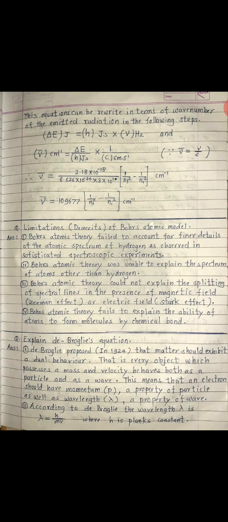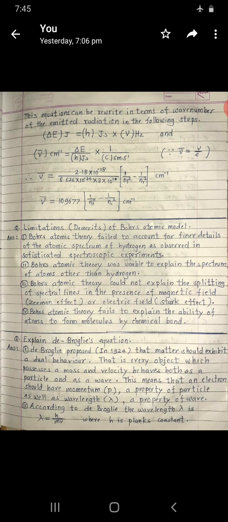Okay. The next question is, explain de Broglie's equation. De Broglie proposed in 1924 that matter should exhibit a dual behavior, that is, every object which possesses a mass and velocity behaves both as a particle and as a wave.